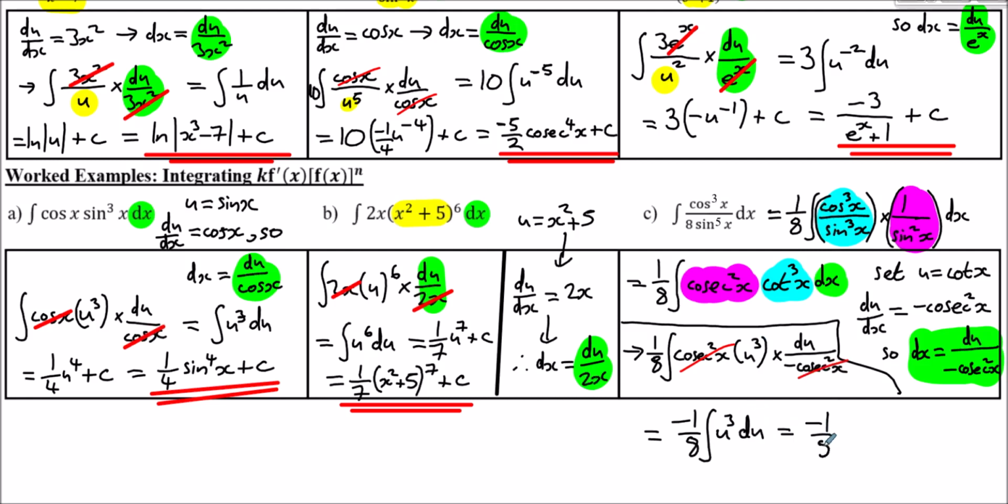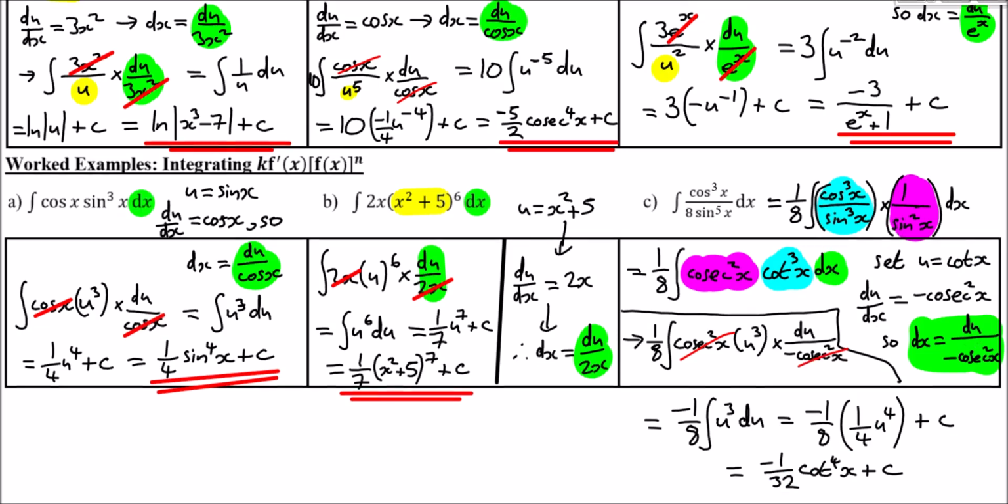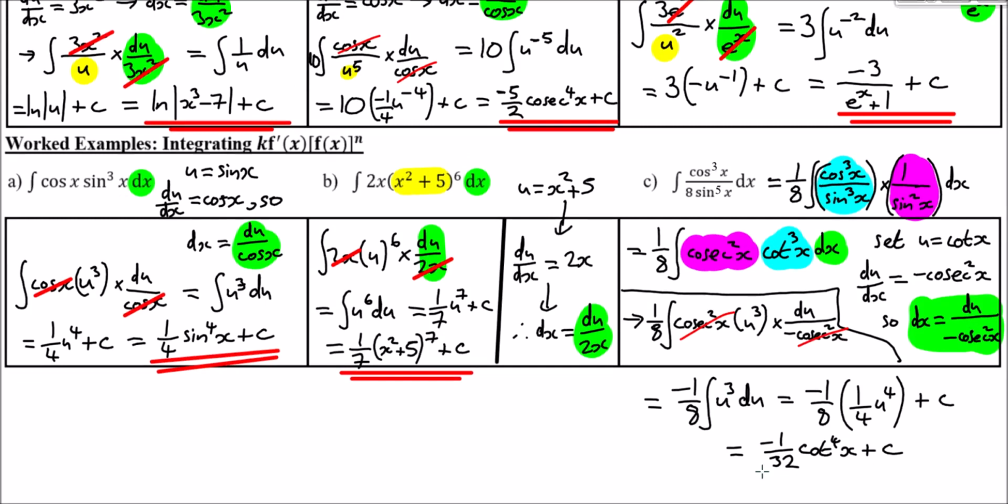So I'm going to get minus 1/8. Add 1 to the power, becomes u to the 4. Divide by 4, 1/4 u to the 4. Remember the constant of integration, plus c. Simplify now and return to the original variable. 1/8 of a quarter is a 32nd. For minus, of course, so we've got minus 1 over 32 u, which is cot x, so we're going to have cot to the power 4 x, plus c. So that's one form which works.